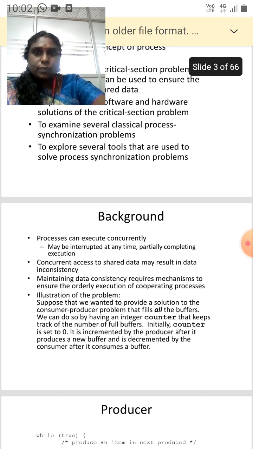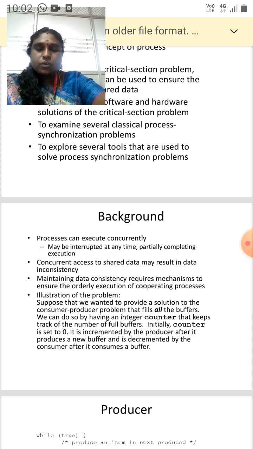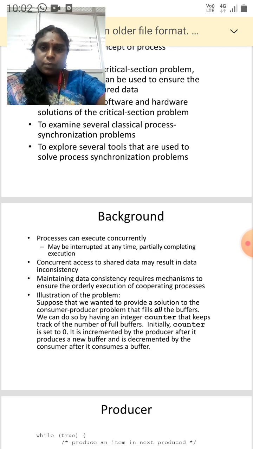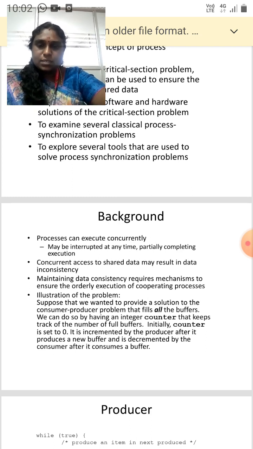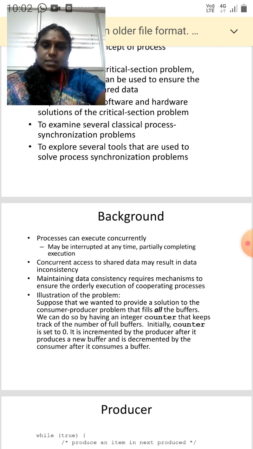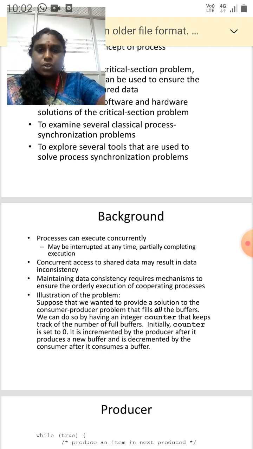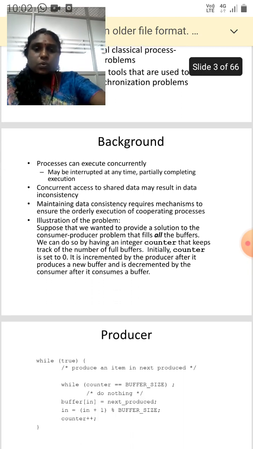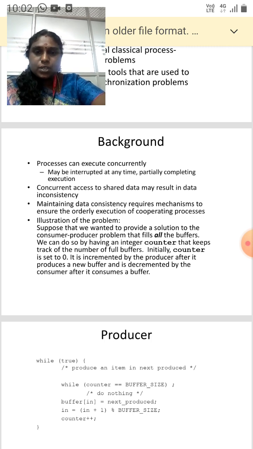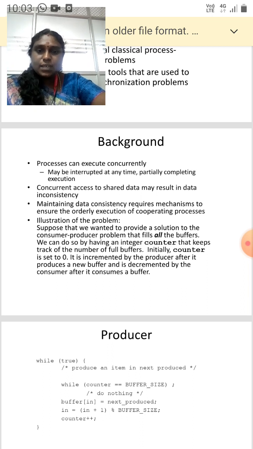The basic background behind process synchronization is that processes can execute concurrently, and may be interrupted at any time, partially completing execution. Concurrent access to shared data may result in data inconsistency, and maintaining data consistency requires a mechanism to ensure the orderly execution of cooperating processes. As a basic illustration, suppose we want to provide a solution to the producer-consumer problem that fills all the buffers. We can do so by having an integer counter that keeps track of the number of full buffers.